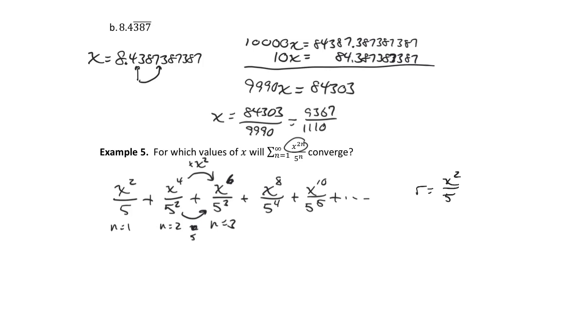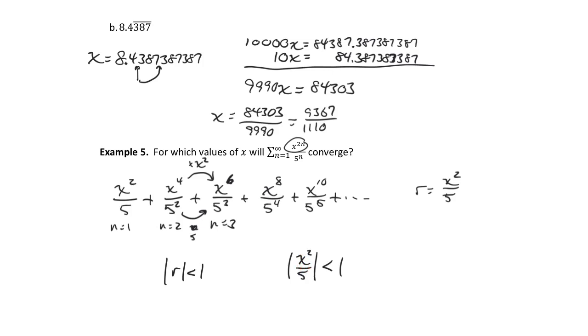Now, here comes the fun part. I know that a geometric series will converge exactly when the absolute value of the common ratio is less than 1. So we're going to take the absolute value of x squared over 5 and set it less than 1. Now keep in mind what that means. Absolute values measure the distance from 0. So this is saying that this number is no more than 1 unit from 0.